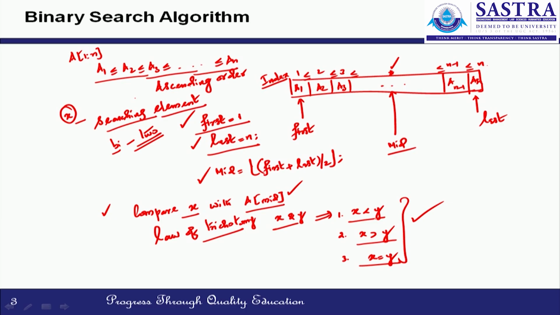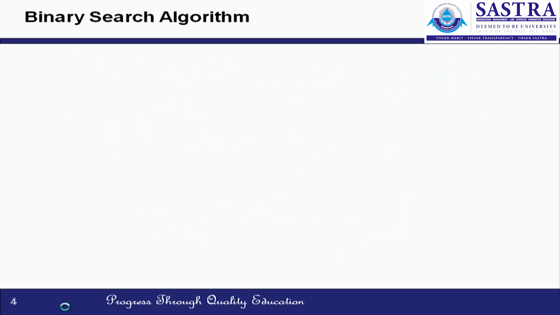Clearly, the searching element x is compared with the mid location in the array. So when we compare x with the mid location in the array, suppose x is equal to A of mid. In this case, what we have to do? We have to return the value mid, which means that the searching element is available at the mid location in the array.